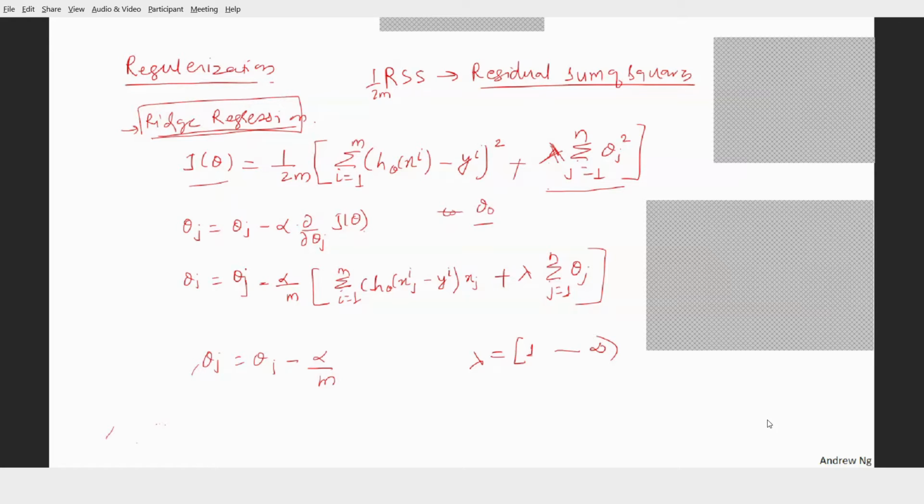Can anybody share the reason that there is no need to shrink or moderate the value of theta 0? Any reason for that? Do you see any logic behind it?